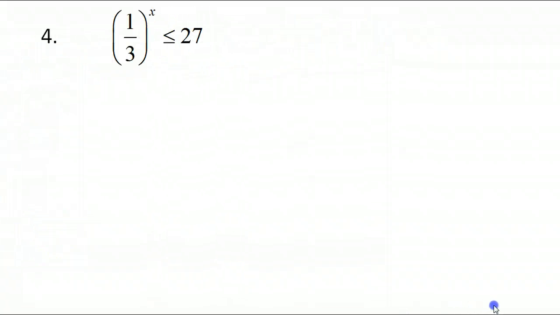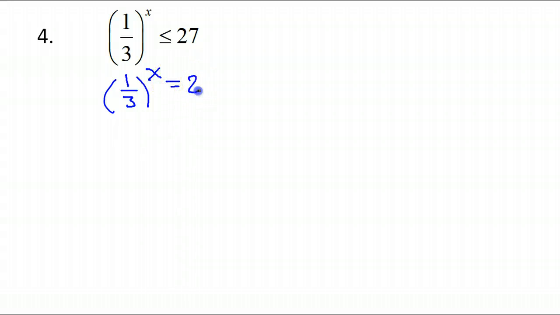Anyway, let's go on to number 4. Again, look at the related equation: 1/3 to the x power is equal to 27. This will give us a key value. Understand that 1/3 is the same thing as 3 to the negative 1 power, and then I've still got the x up there. 27, of course, is 3 to the 3rd power. Negative 1 times x is the same thing as just negative x.